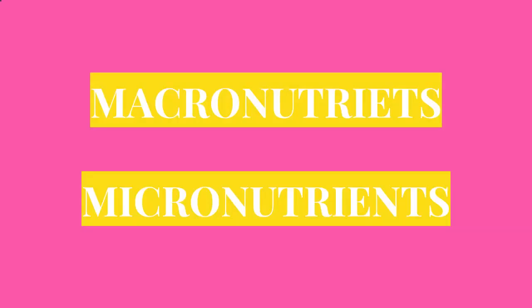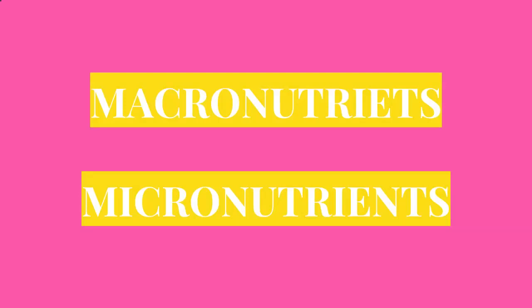Food and beverages are made up of nutrients, and there are two types of nutrients. We call them macronutrients and micronutrients. Macronutrients are carbohydrates, fats, and proteins, and these are things that our bodies need in large amounts. Micronutrients are our vitamins and minerals, and we need these in small quantities.